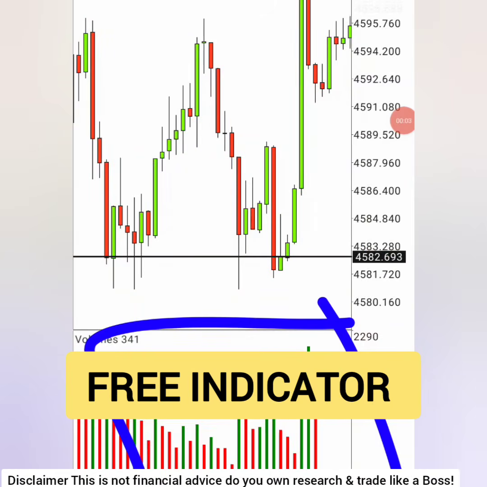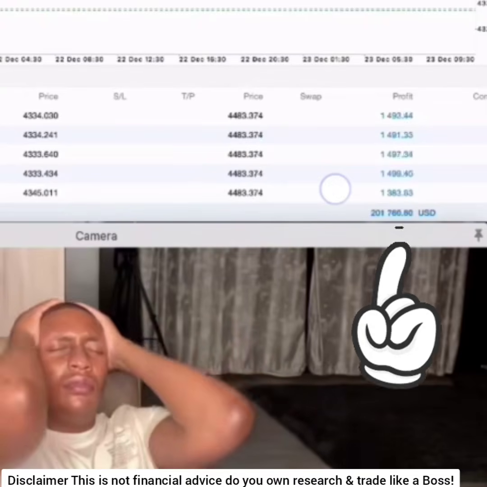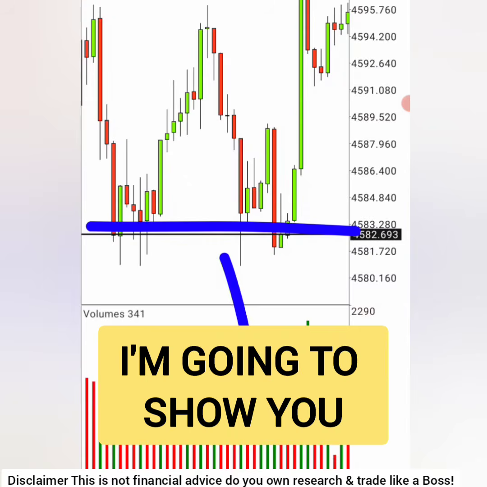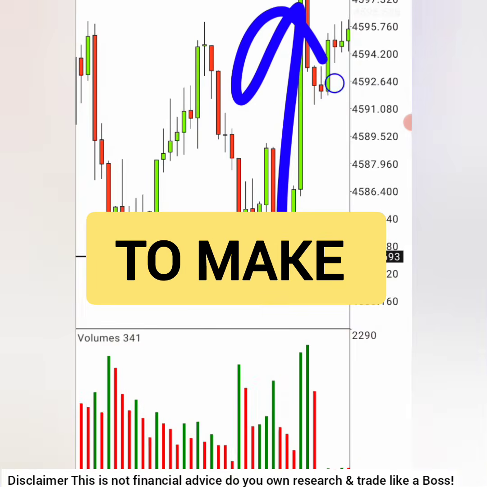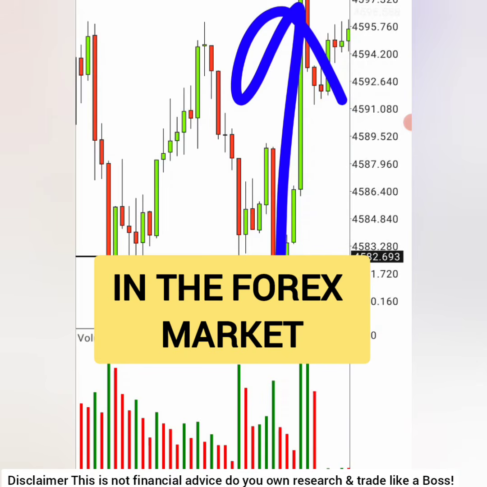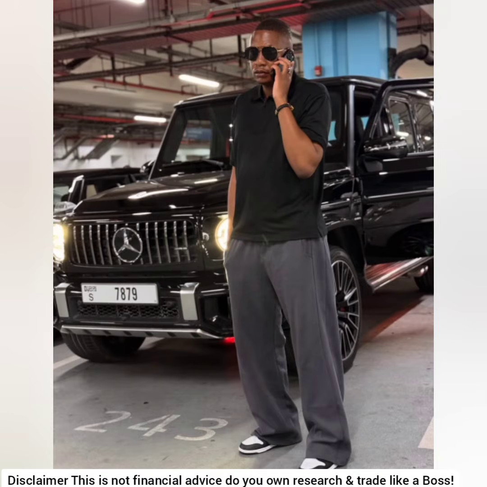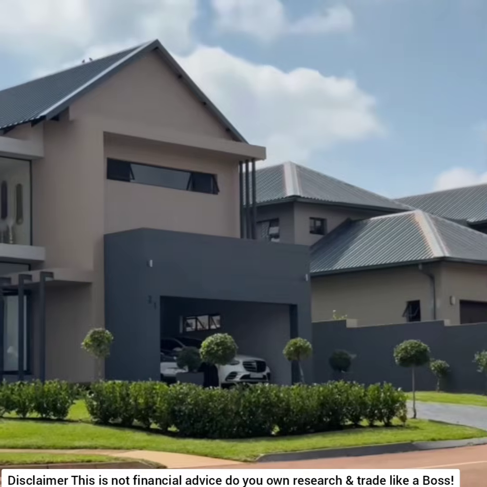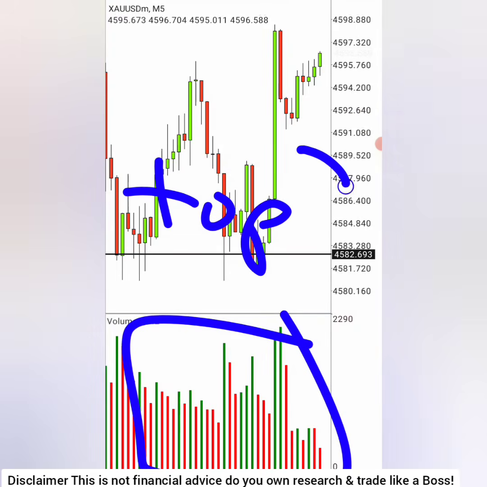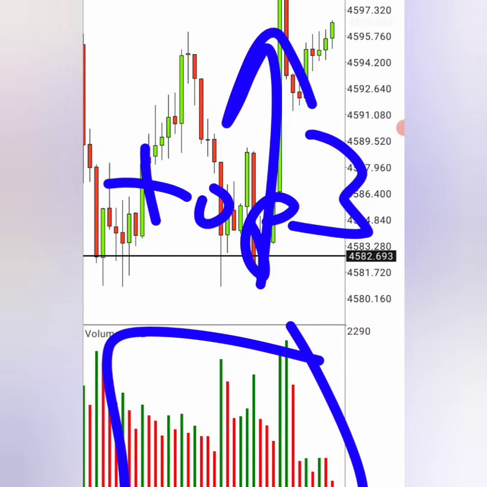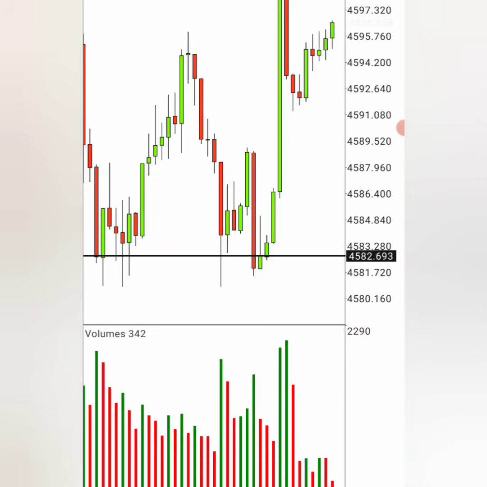With this free indicator, this trader is making up to $200,000. And today, I'm going to show you exactly how you can also use this free indicator to make thousands of dollars in the forex market, drive a Lamborghini, G-Wagon, living in a big mansion. From all the free indicators, this is actually one of the top 3 indicators that you can use to win each and every day, and it's much simpler than you think.